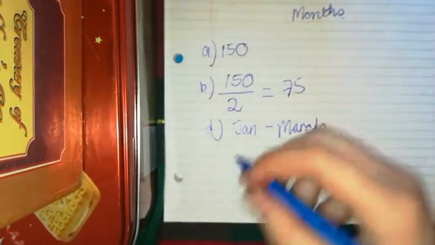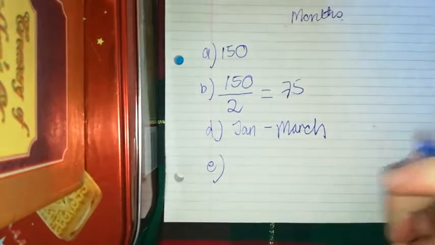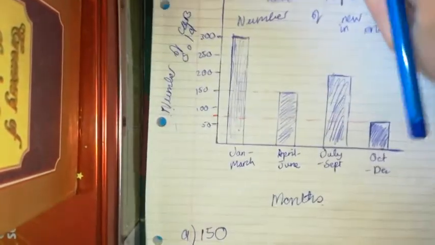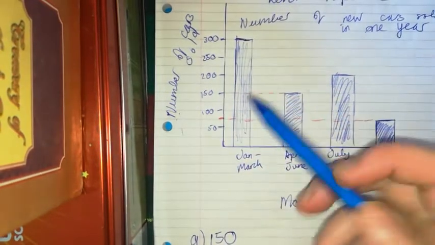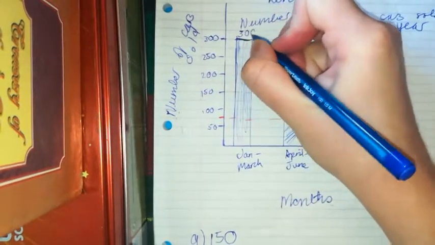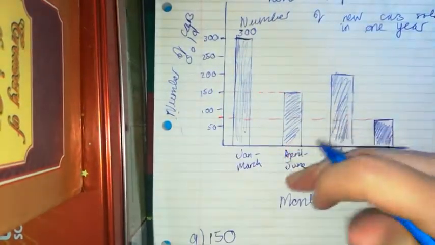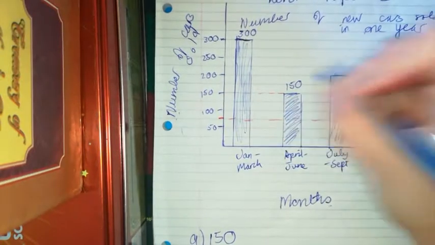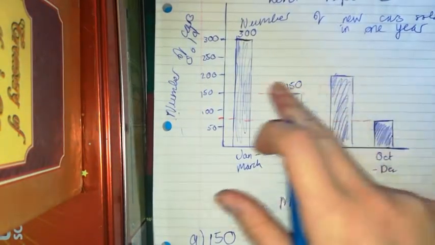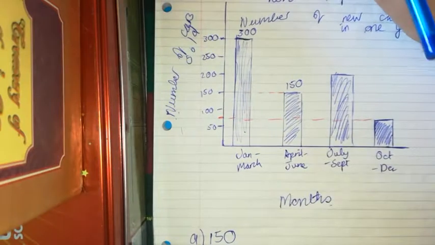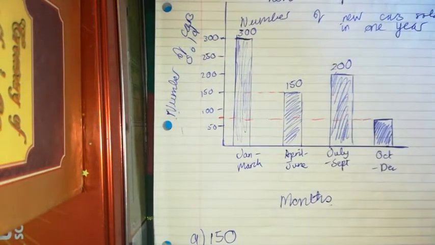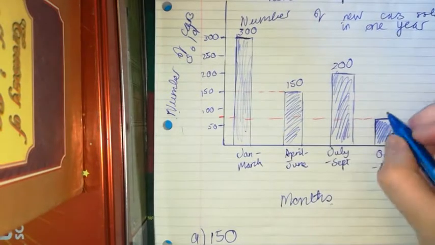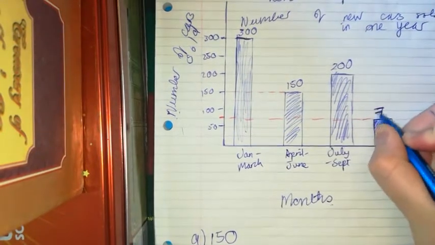And then part E, it says calculate the total number of new cars sold in a year. Well, I'm going to have to go to each of my columns and figure out how much. So from January to March, that's 300. So I'll just put a 300 here. From April to June, there was 150, and then July to September, there was 200, and then from October to December, there were 75.